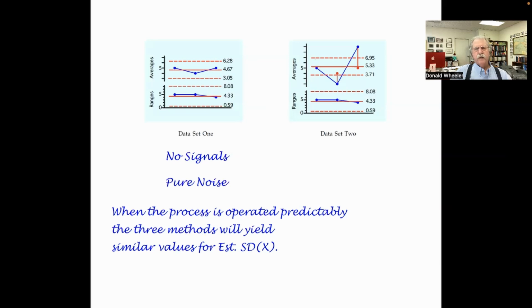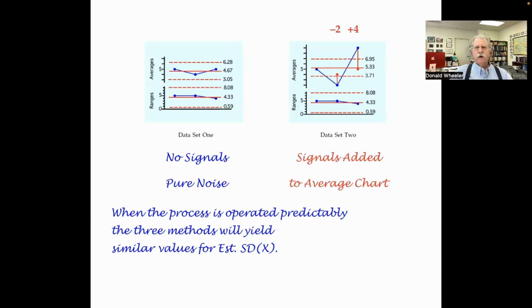However, what would happen if we had some signals? We're going to play a game here. It's sometimes an interesting thing to do. We're going to introduce known signals and see what those known signals do to our calculations.